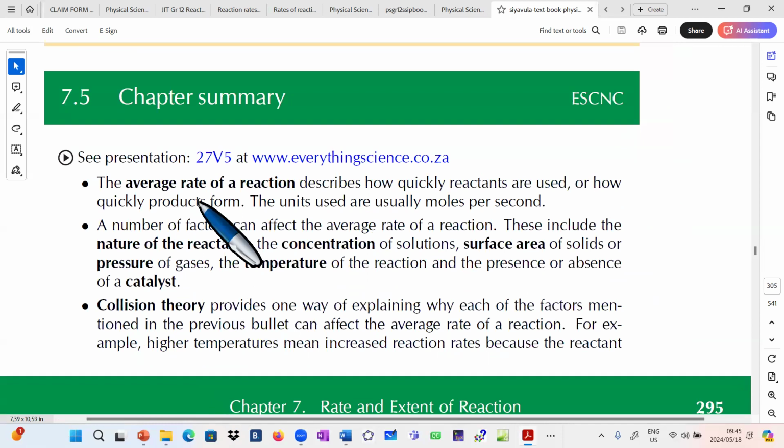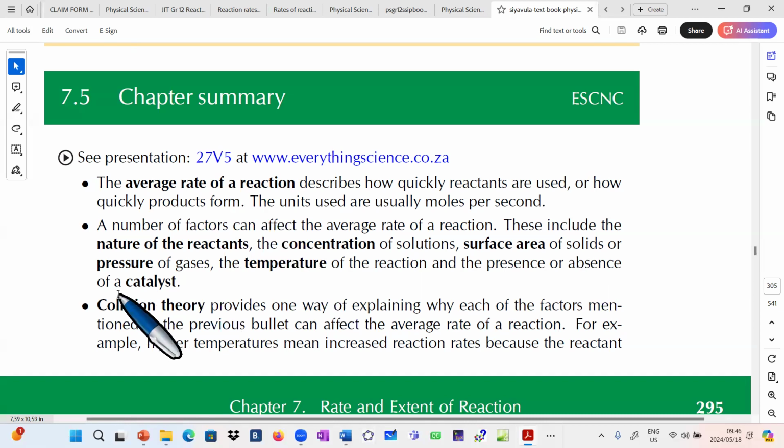The average rate of reaction describes how quickly reactants are used or how quickly products form. The units used are usually moles per second. A number of factors can affect the average rate of reaction. This includes the nature of the reactants, the concentration of solutions, surface area of solids, or pressure of gases, the temperature of the reaction, and the presence or absence of a catalyst.